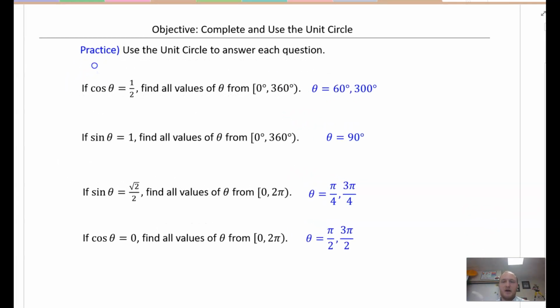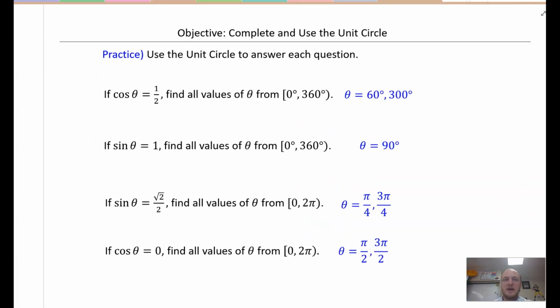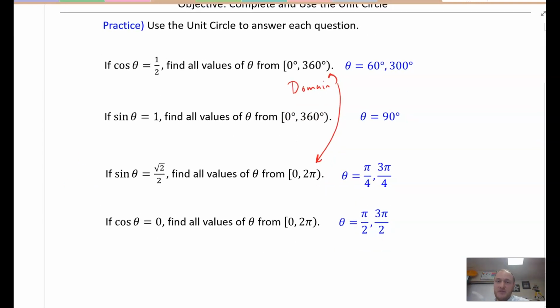Something to pay attention to: did you make note of the domain? Did you use degrees when you're supposed to use degrees? Did you use radians when you're supposed to use radians? That's very, very important. Did you get both angles if there are 2? Example 2 didn't have 2 angles, but the rest did.